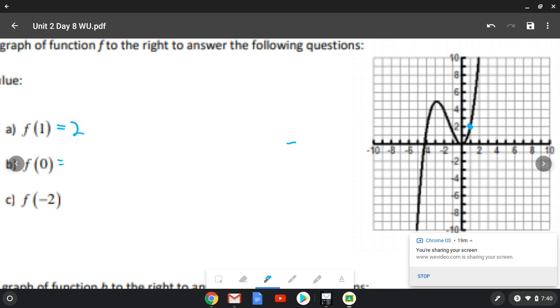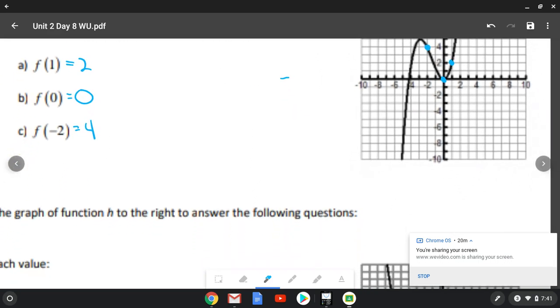And if we go to 0, it looks like this curved line crosses, for my y value, at 0. It doesn't go up or down there. Then if I go negative 2, it looks like it could be right where this dot is. So that dot on the left side looks like it's at negative 2 comma 4 for that y value. So it's giving you the x values for these in the parentheses, and you're just finding the y value on the actual graph.